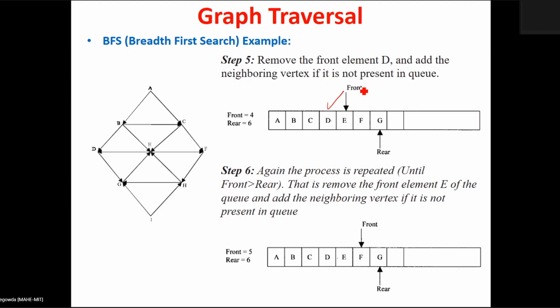Then front is pointing to E here. Now what you do is, you just go and find the neighbors of E here. If you look at the neighbors of E, they are nothing but D and F only. Okay, D and F.